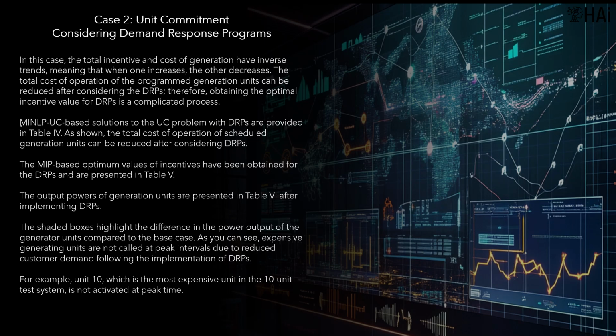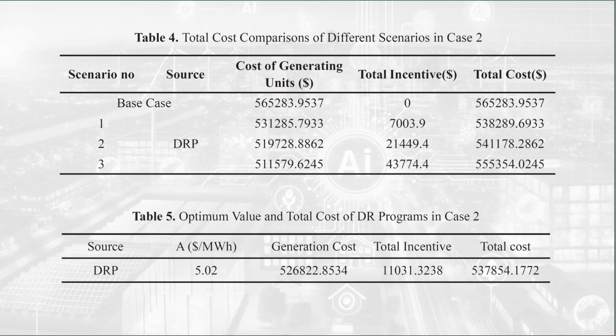Case 2. Unit commitment considering demand response programs. In this case, the total incentive and cost of generation have inverse trends, meaning that when one increases, the other decreases. The total cost of operation of the generation units can be reduced after considering the DRPs, therefore, obtaining the optimal incentive value for DRPs is a complicated process.